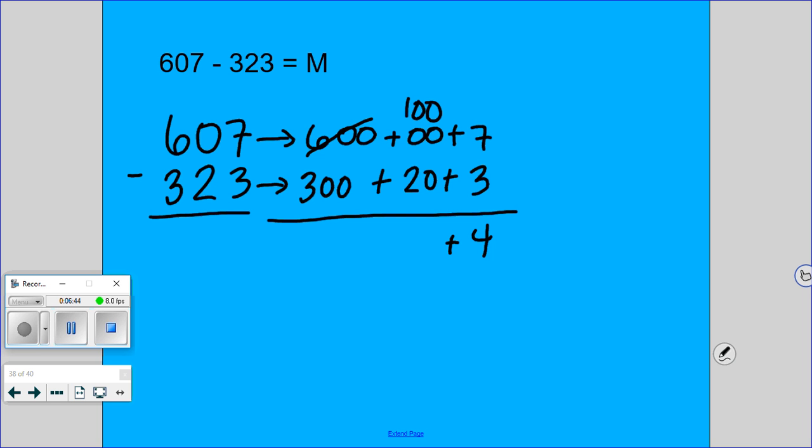Do something. Sitting there doing nothing is not going to help you.